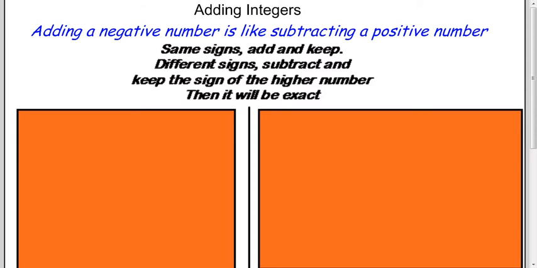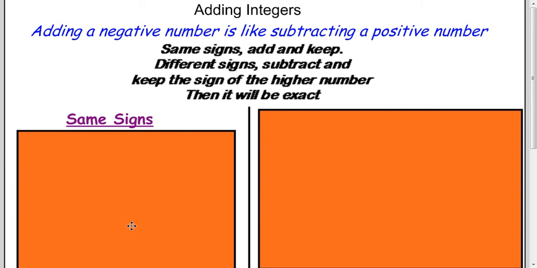This lesson is on adding integers. Remember that adding a negative number is like subtracting a positive number. Remember our song? Same signs add and keep, different signs subtract and keep the sign of the higher number, then it will be exact. We sing that song and remind ourselves of how to add integers.